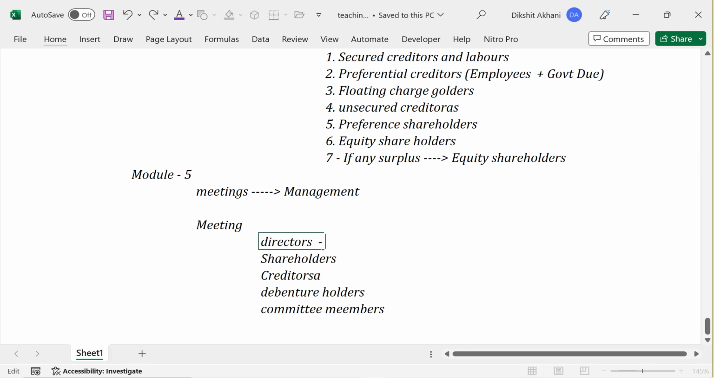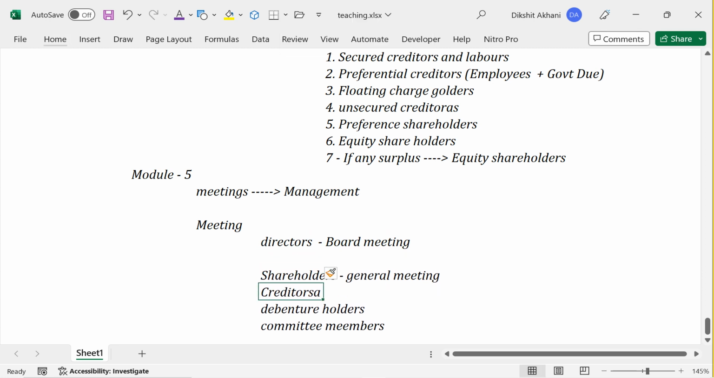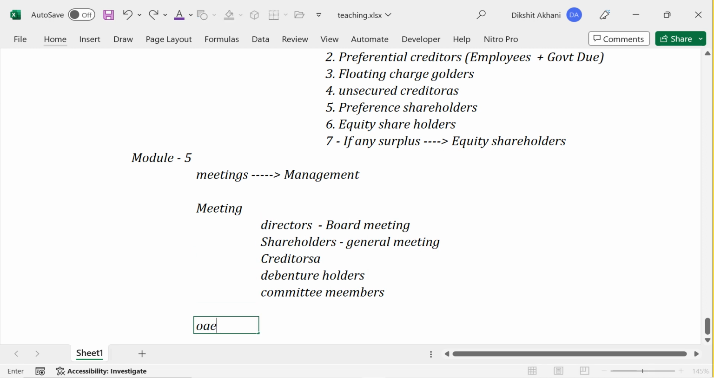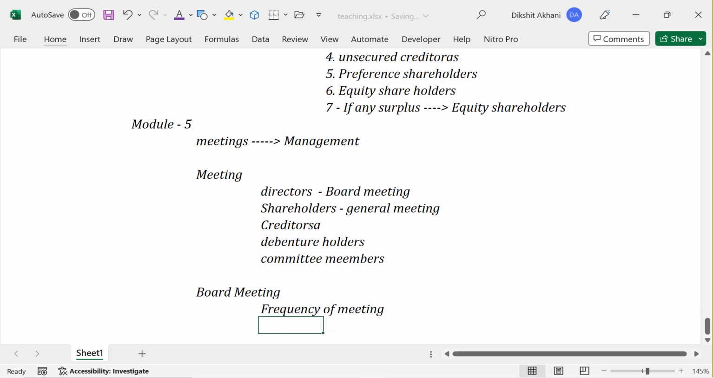Directors meeting is known as board meeting. Shareholders meeting is known as the general meeting. Alright. Important point is what you have to remember in each. Remaining two are not in your syllabus, so we are not discussing this. As far as the board meeting is concerned, there are three important topics जो आपको ध्यान में रखना है. First of all, frequency of the meeting. That means in a year, how many meetings should be conducted? वो आपको ध्यान में रखना है. Gap between two meetings, वो आपको लिखना है.